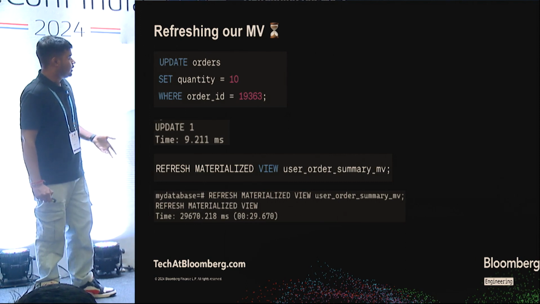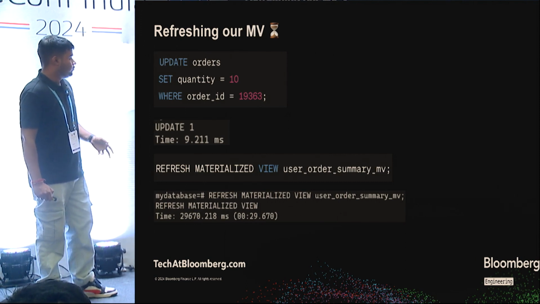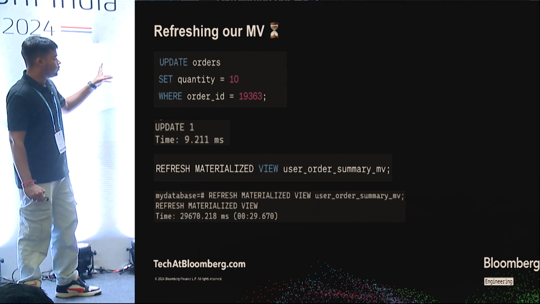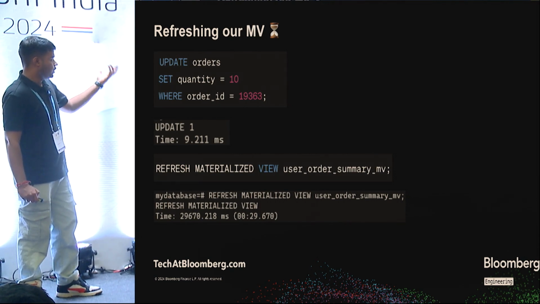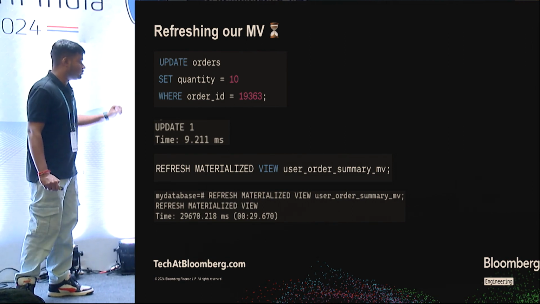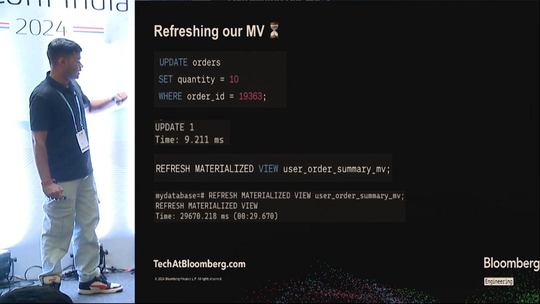So let's try this on our database. We first update our order table by just setting the value of quantity to 10 for a particular user order ID. And you can see the update is quite fast because we have already set up an index on the order ID column.